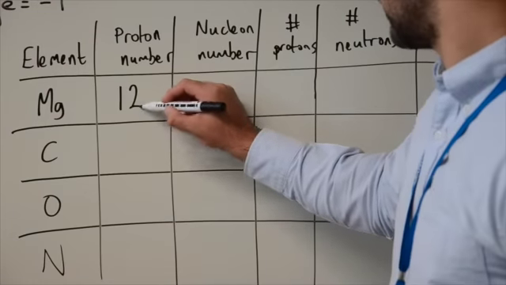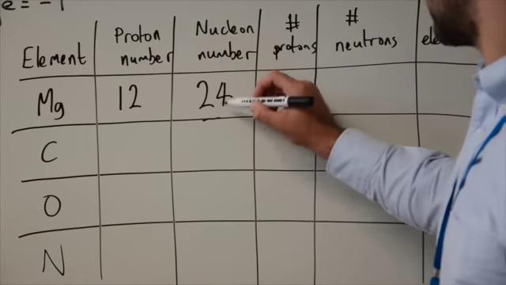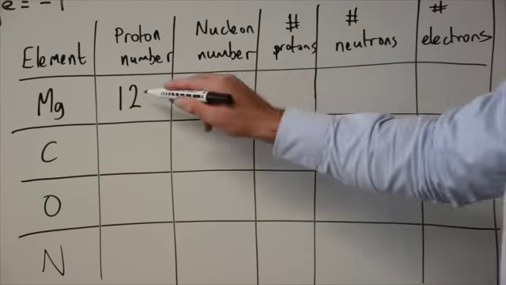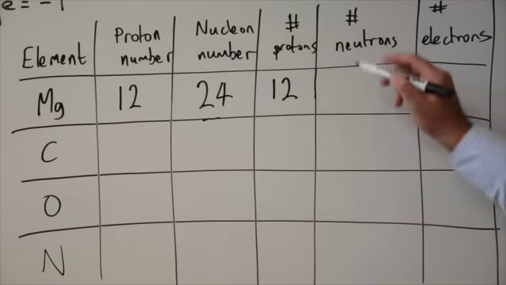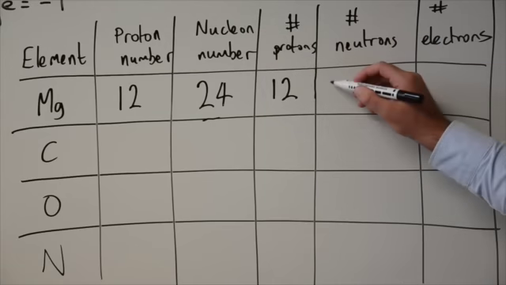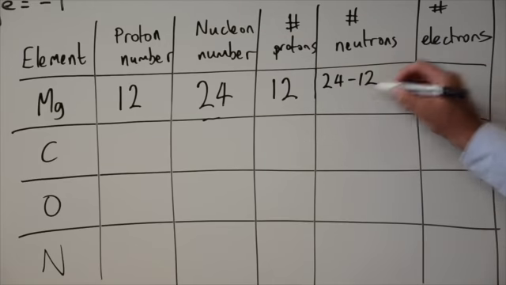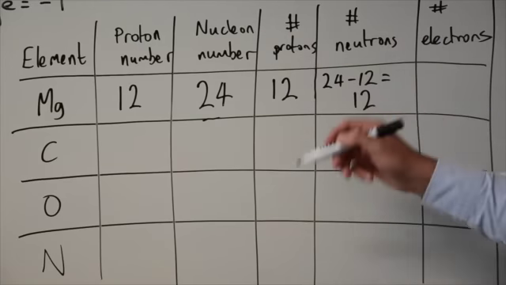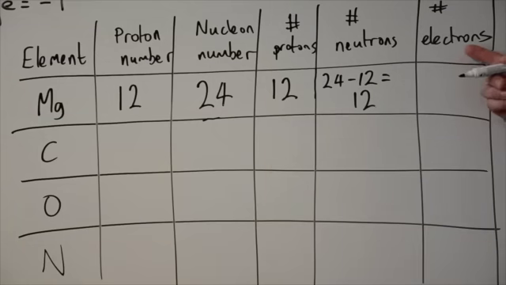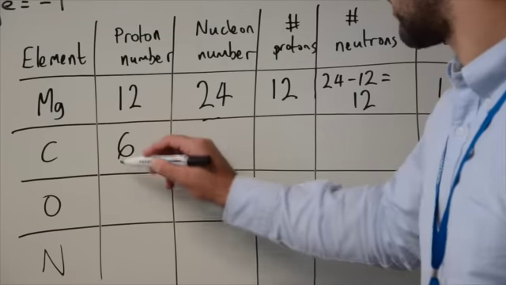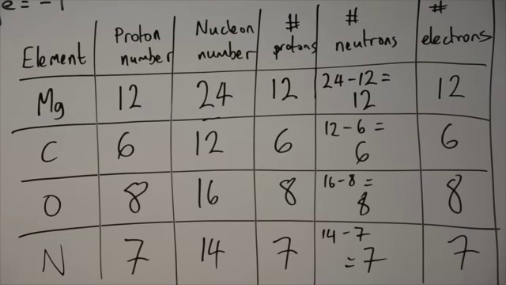So here are the answers. From the periodic table we know the proton number of magnesium is 12 and the nucleon number is 24. Number of protons is the proton number, 12. The number of neutrons is the nucleon number minus the proton number, 24 minus 12 equals 12. Now, we know the number of electrons must equal the number of protons, so it's 12. And here are the rest of the answers. How did you do?